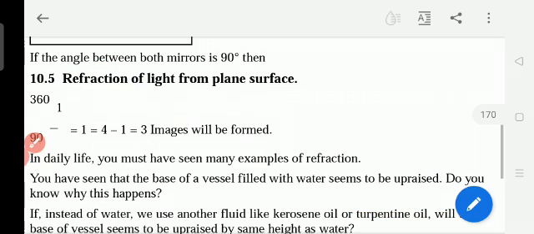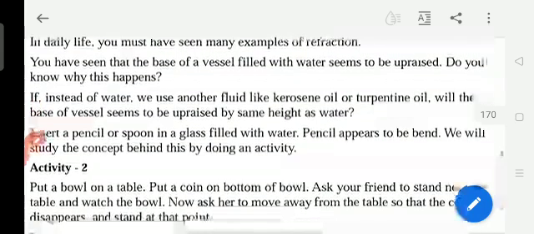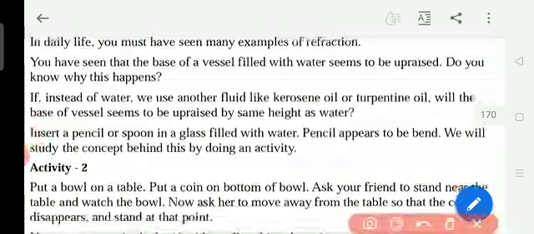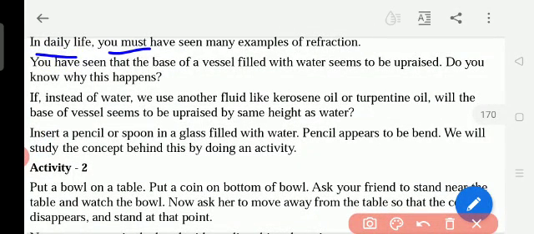Here is some introduction about refraction, and afterwards we will learn the rules of refraction. Reflection is different, refraction is different. Here it is page 166. In daily life you must have seen many examples of refraction.